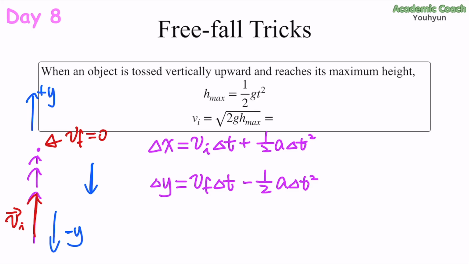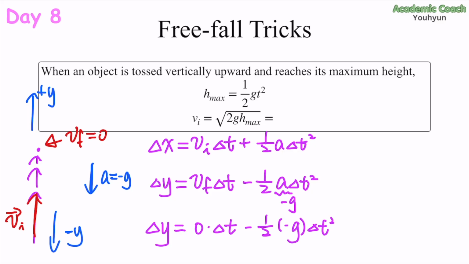Then throughout this free fall motion, acceleration is negative g, since it points in the opposite direction of velocity. So for acceleration here, we need to plug in negative g. Then we get delta y is equal to 0 times delta t minus 1/2 times negative g times delta t squared, which is positive 1/2 g delta t squared. That's how we got that free fall trick of h max, which is basically the displacement, being 1/2 g t squared.